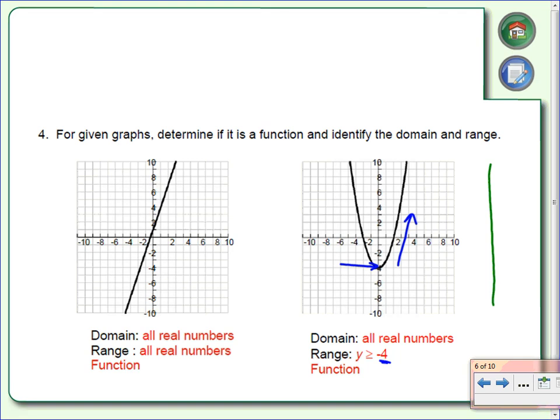So this is why we're writing the range as y is greater than or equal to -4, because there are no y values smaller than that. Notice the graph does not go any lower than the -4, right? It starts at -4, then it goes just up from there. So it says y is greater than or equal to. That's a little equal sign. Everything above -4 is where the graph is at.